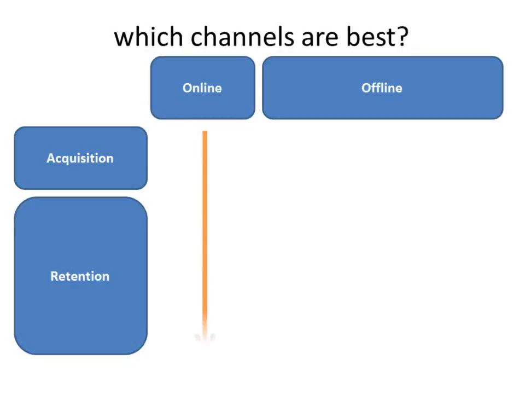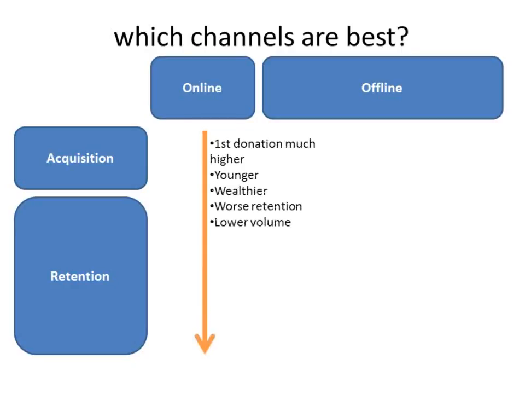So you've probably heard some of the research already around that online acquisition results in a higher first donation, typically a younger donor, typically a wealthier donor. But the challenges are retention rates are lower. People that come in through online acquisition mechanisms don't stay a donor, and there is currently a lower volume compared to offline mechanisms. So probably no surprises there, but that is the research that's consistent around most of the organisations we talk to.